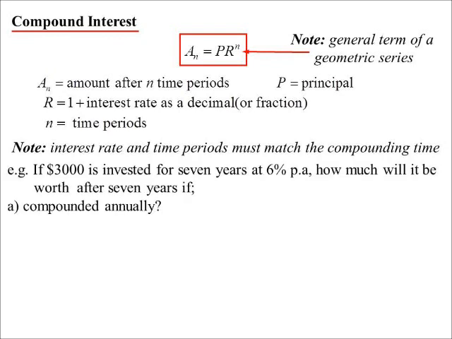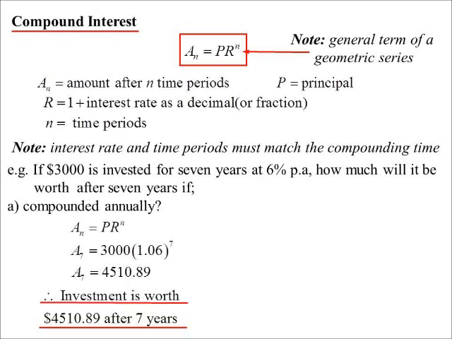So let's look at the same question. 7 years, 6% per annum. How much would it now be worth? Let's first of all assume it's compounded annually. So PR to the power of n, 3,000, 1.06 to the power of 7, and we get 4,510.89. What was it with simple interest? So you see, we get a bit more by using compound interest.